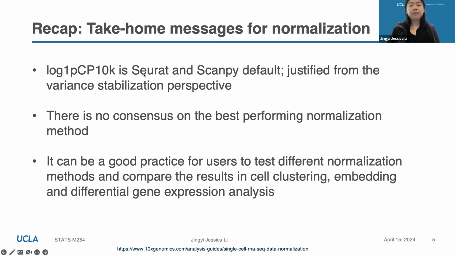It's justified from the variance stabilization perspective because it's found that this is similar to the log1p PF, which you will try in your first homework to see whether they're really similar. But there's no consensus on the best performing normalization method. It's still a big open question. So it can be a good practice for users to test different normalization methods and compare the results in your downstream analysis. So in your homework, we want to let you explore the differences between different normalization methods and whether they satisfy variance stabilization, right?